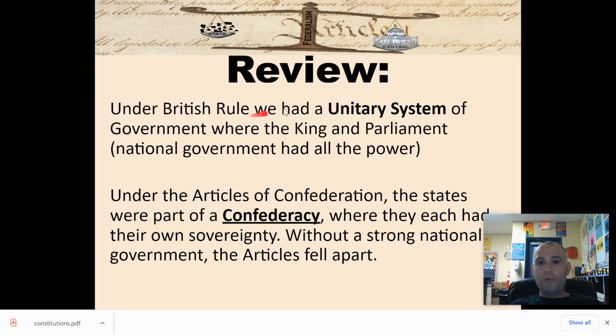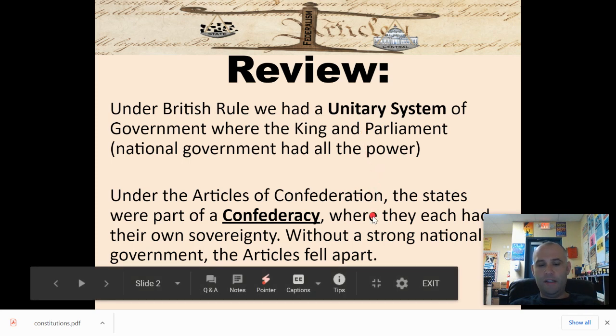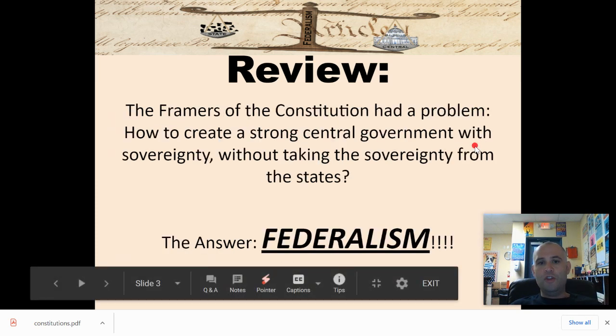Under British rule, we were a unitary system where the king had all the power. The national government had all the power. Neither of these worked for us. In the Confederacy, where the states had the power, the national government was too weak. In the unitary system, where the king had all the power, the national government was too strong. So we created federalism, a form of government where the federal and state governments share power.